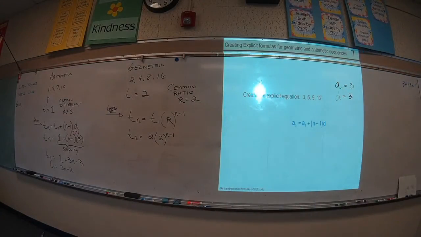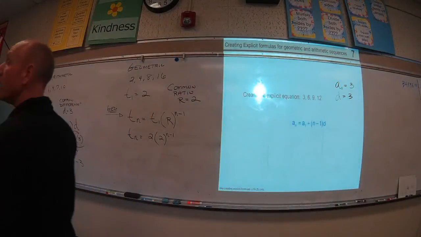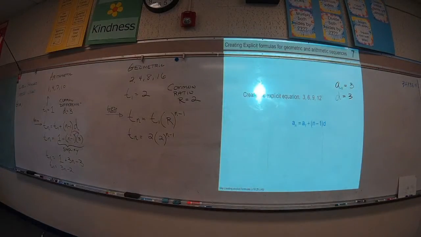Good. Simplify it. It should simplify down to a function, not just a number. 32 is incorrect. There should be an n in your answer.